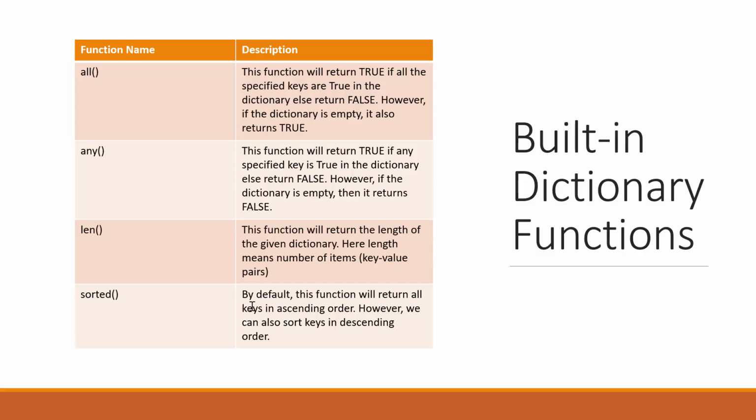In the same way we have the any function. This function will return true if any of the specified keys in the dictionary is true, else it will return false. And if the dictionary is empty, in that case it will also return false.